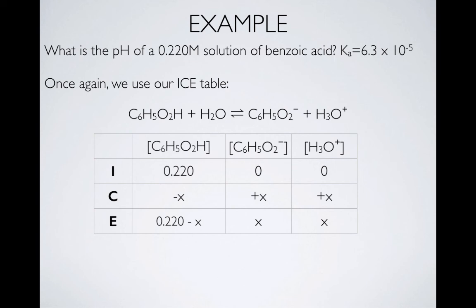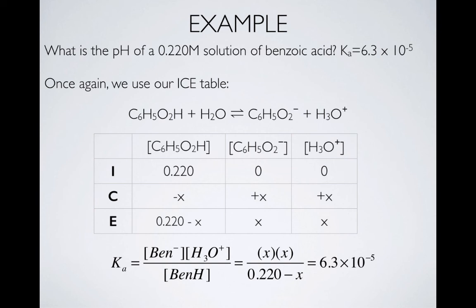And so I'm going to lose some of my acid, minus X, and some of that gets turned into the benzoate ion and the hydronium ion, so I get plus X and plus X for those. And so my equilibrium concentrations are just the sum of the IC boxes, and so we have 0.220 minus X for the benzoic acid, X for the benzoate, and X for the hydronium.